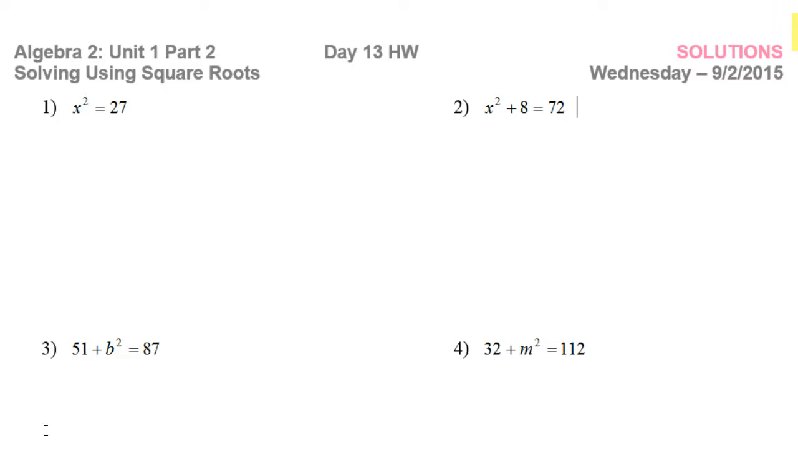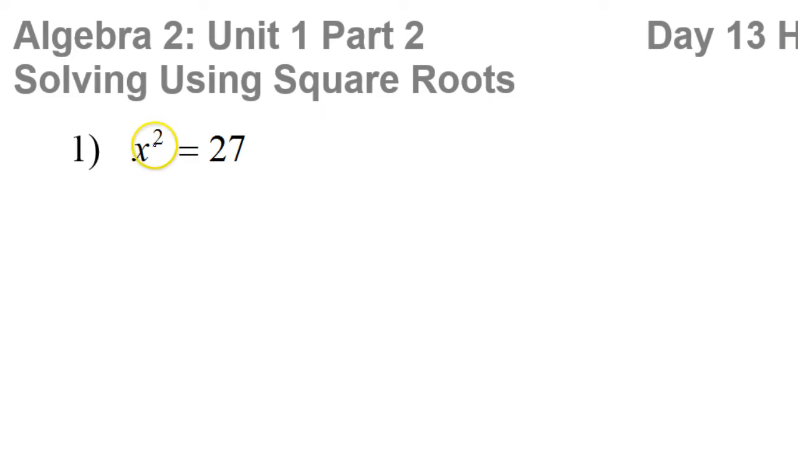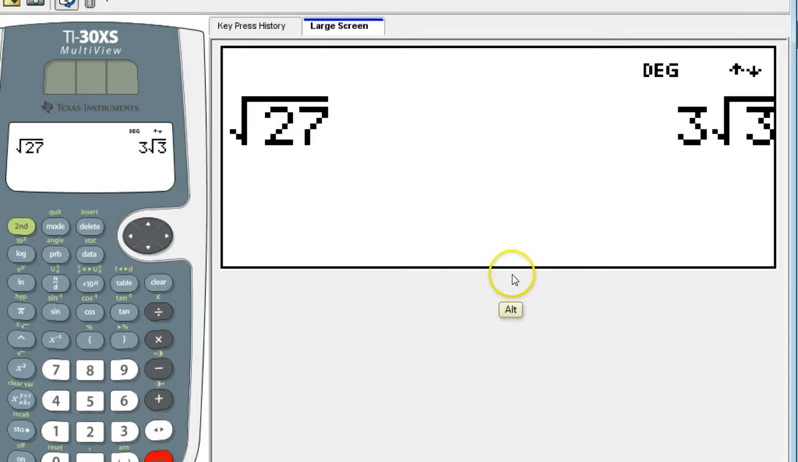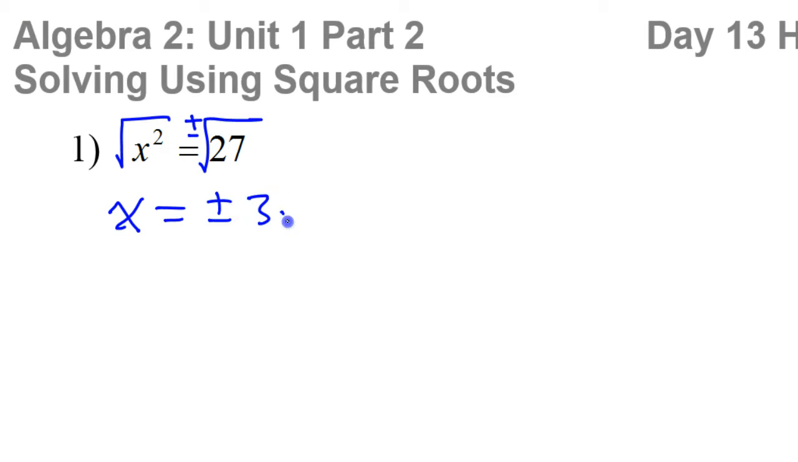In this video, we are going to practice solving equations by taking square roots. Well, number one, we unsquare this by using the square root. Anytime you take the square root of both sides, the solution will have to be plus or minus, so don't forget that. So that's going to give us x equals plus or minus. Now, the square root of 27 is 3 radical 3. So that's plus or minus 3 radical 3.